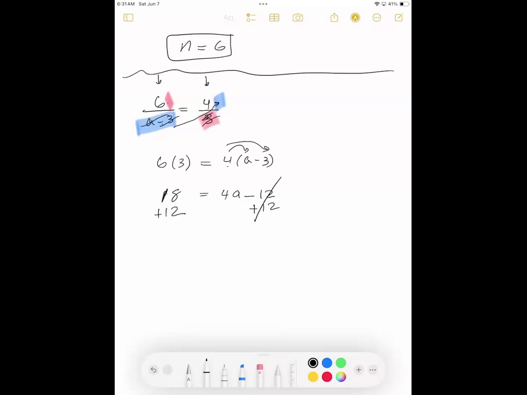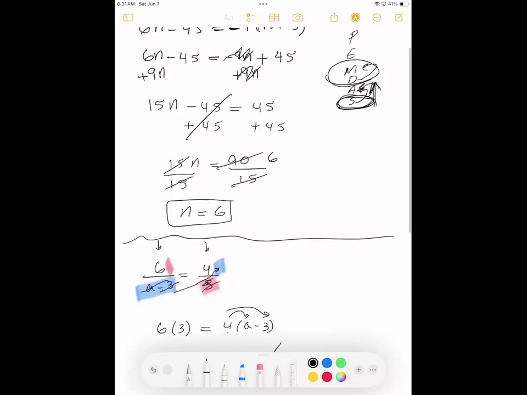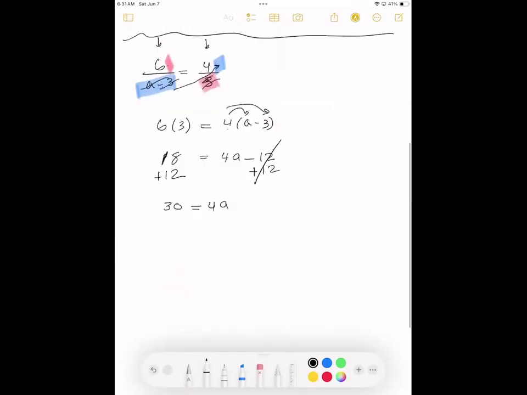18 and 12 is 30. Then I have a multiplication with respect to a, and opposite of multiplication is division. So I divide both sides by 4. And 30 and 4 are both divisible by 2. 30 divided by 2 is 15. 4 divided by 2 is 2. So I get 15 over 2.